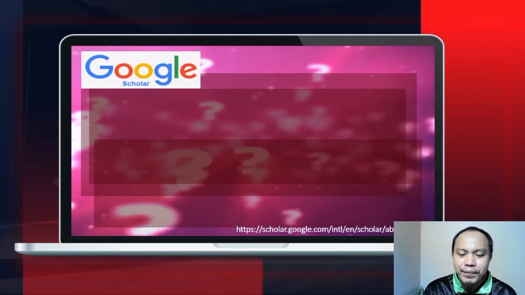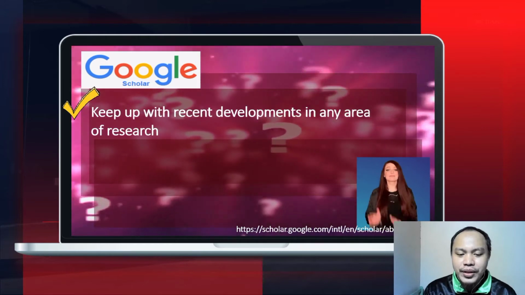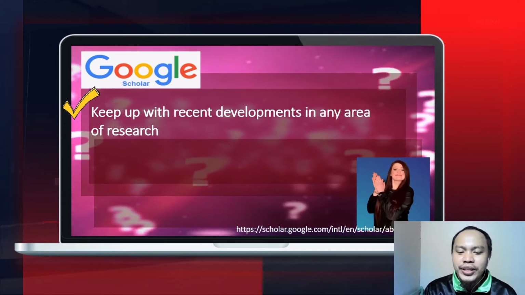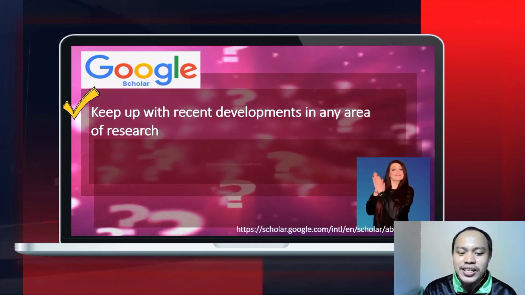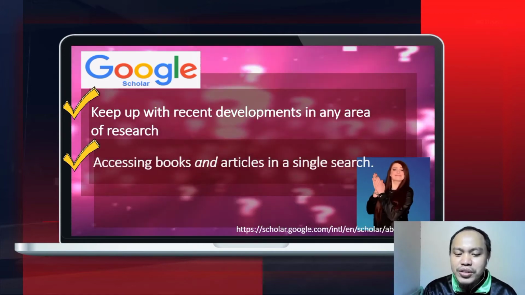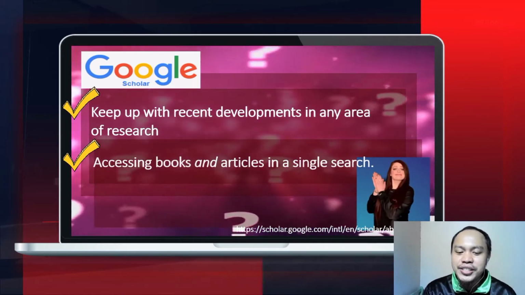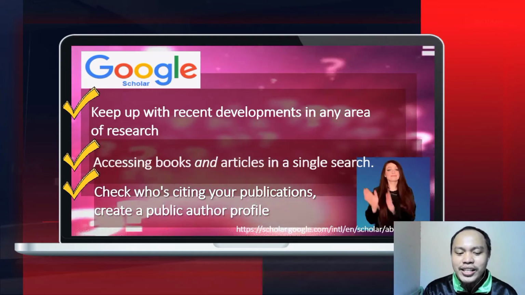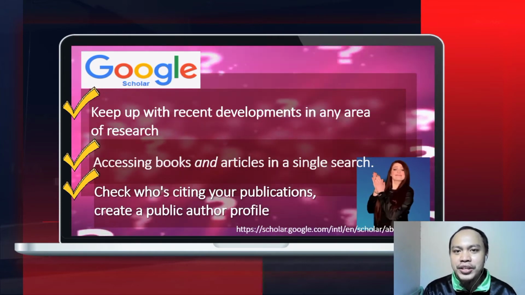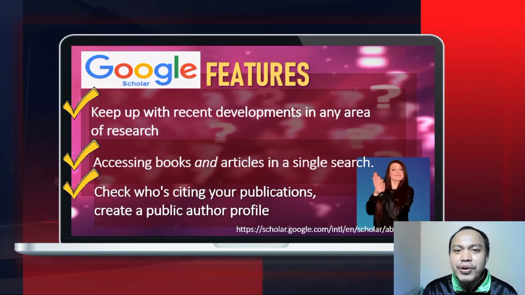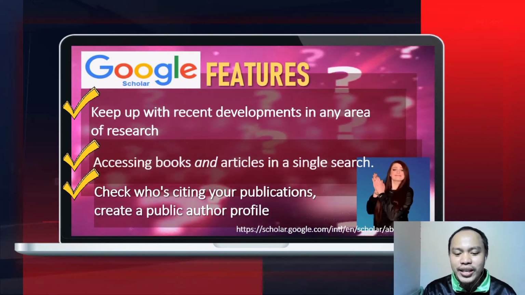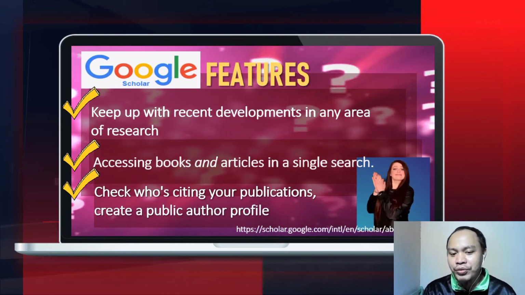Additional features of Google Scholar are the following. It keeps up with the recent developments in any area of research, and it accesses books and articles in a single search. And finally, it checks who's citing your publication in case you have published something online and created a public author profile.